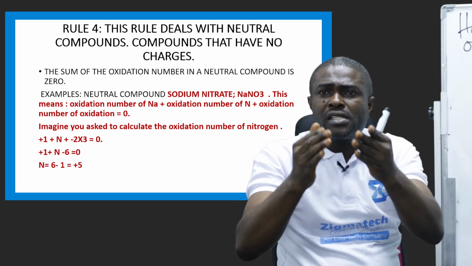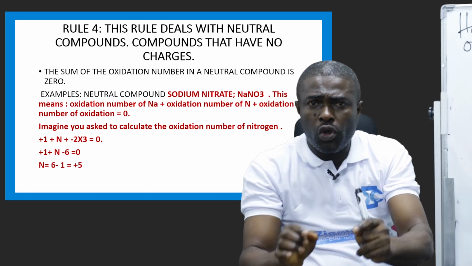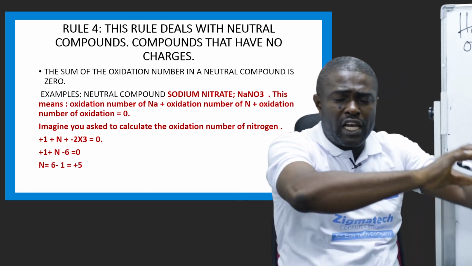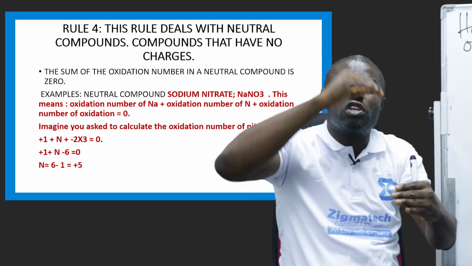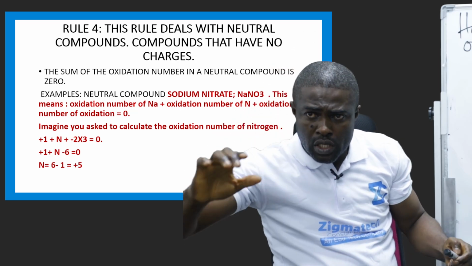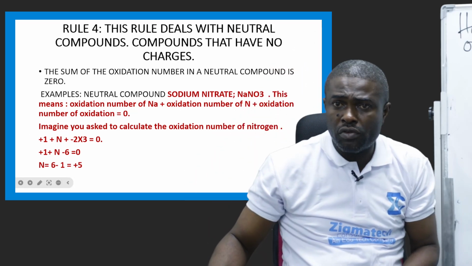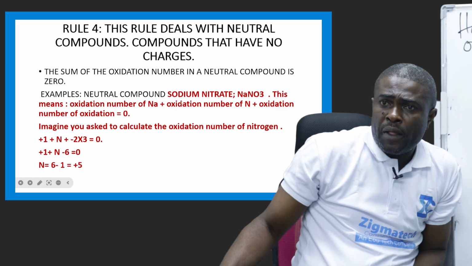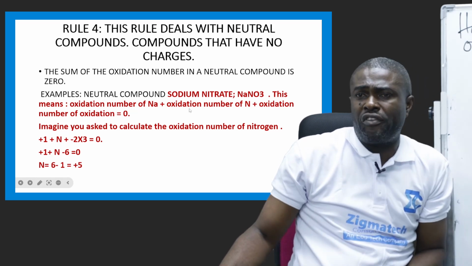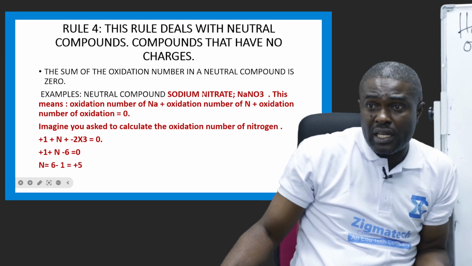You must apply the same method we use in rule 3. But the only difference is this. After summing all the oxidation numbers of all the elements in that particular compound, since it does not carry any charge, equate it to 0. Equate all to 0. Look at the one I have on the slide. It says that of the sodium nitrate. That is sodium trioxonitrate 5. That 5, we are going to calculate it here now.